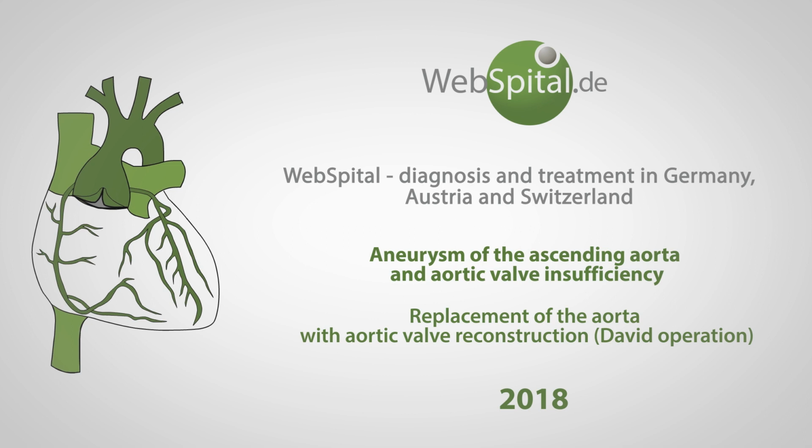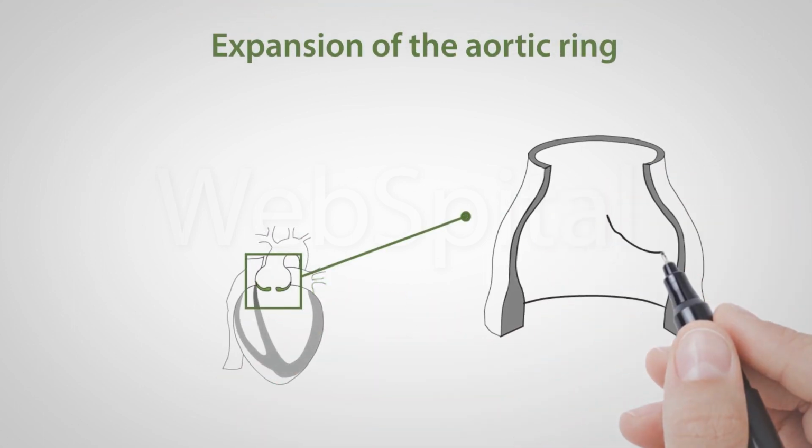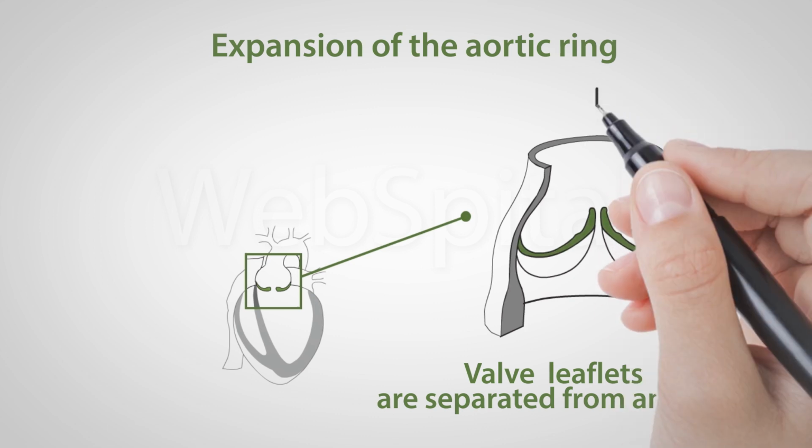Surgery of an aortic aneurysm with simultaneous reconstruction of the aortic valve. David operation. When the aortic valve ring is widened, the leaflets move away from each other, resulting in an insufficiency of the aortic valve with reverse flow.